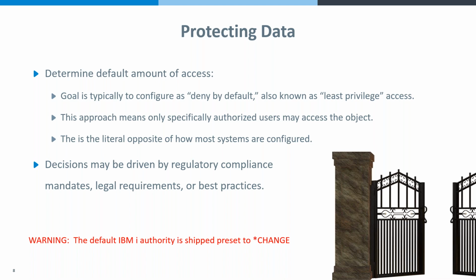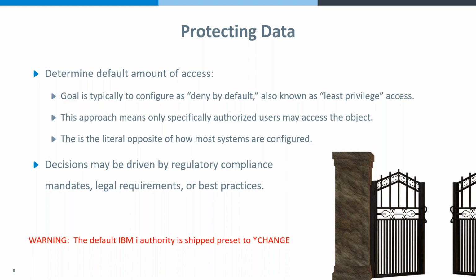The first step in protecting data is to determine the default amount of access that's going to be given. We talk with terms such as deny by default or least privilege, and these are buzz terms that basically talk about the fact that there is a door into the system. And do we want that door to start off closed, at which point we allow people in based on their necessary access? Or do we start with the door wide open and potentially kick people out who shouldn't be there? Now, the intent is that we're going to specifically authorize users that need to access objects. And that deny by default model is really your target, in my opinion, that you should be going after.